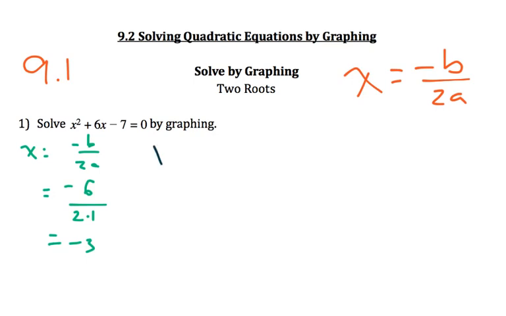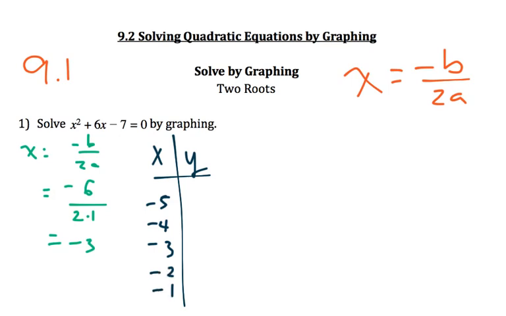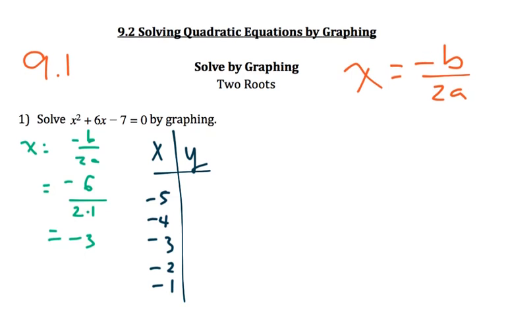Setting up an xy chart, I'd like to see negative 3, but then I'd like to work my way back to negative 5, and then work my way forward to negative 2 and negative 1, so that I'll at least get these 5 coordinates that I think will be most important. We'll see what ends up happening with this, and we'll see if we need to change the way we thought about it later.